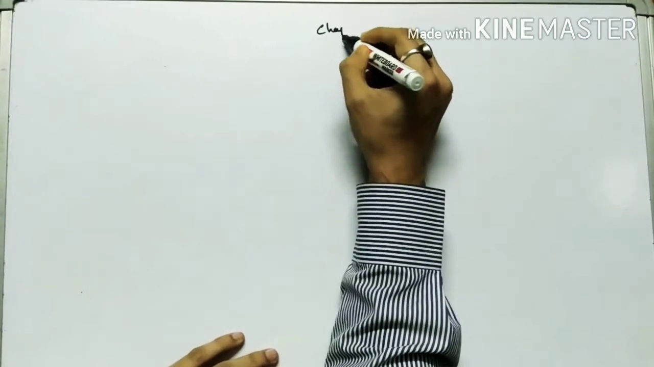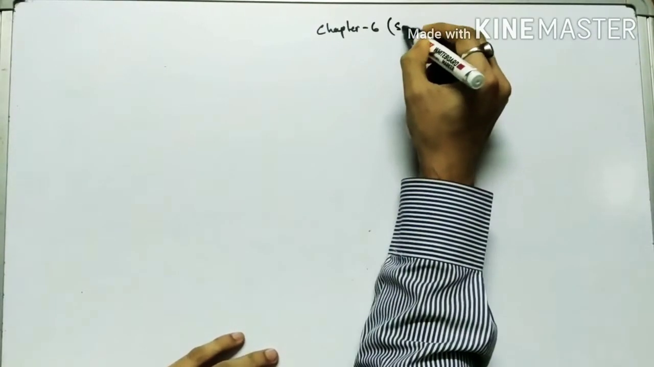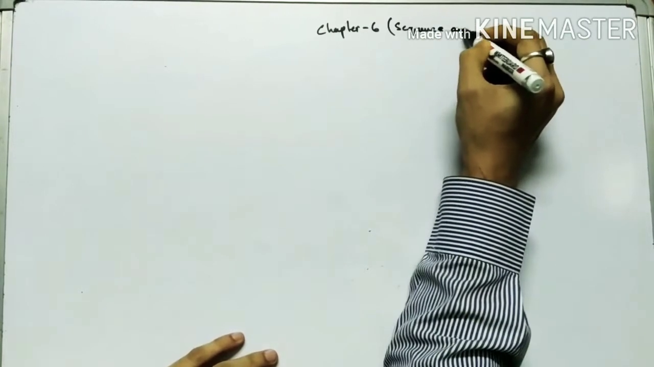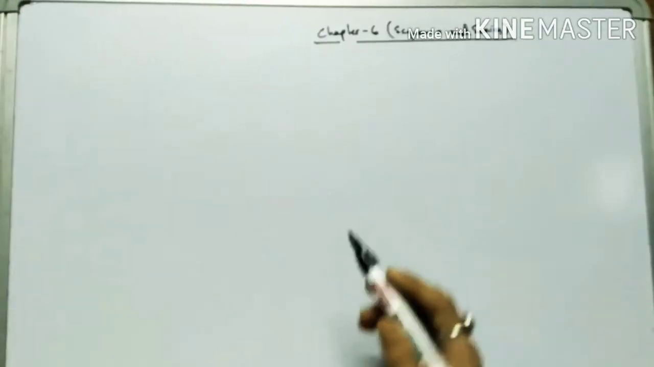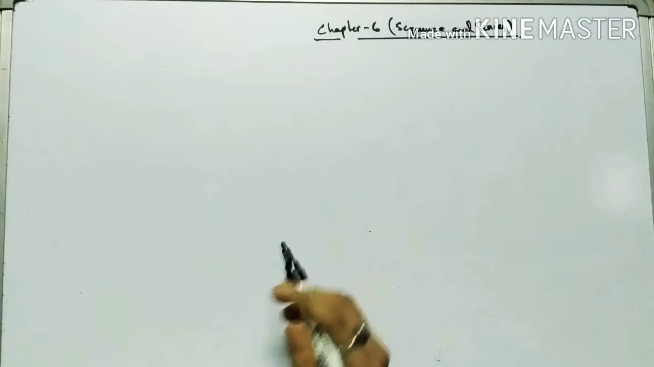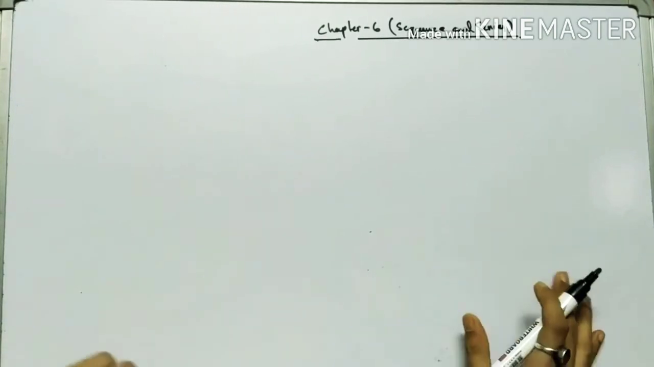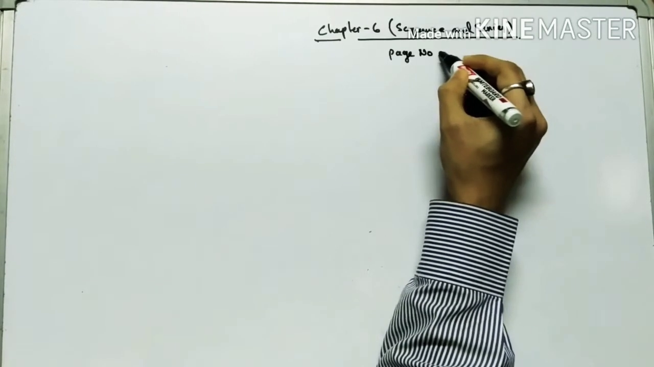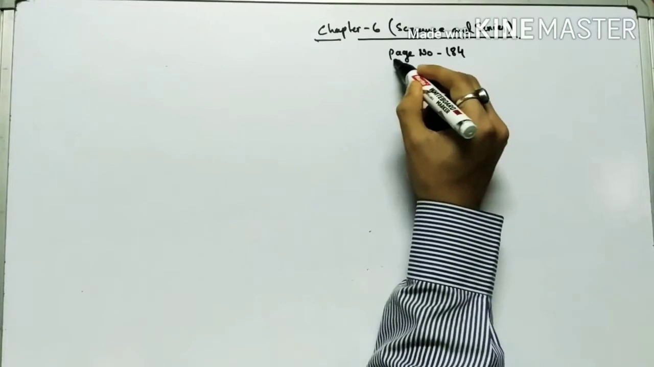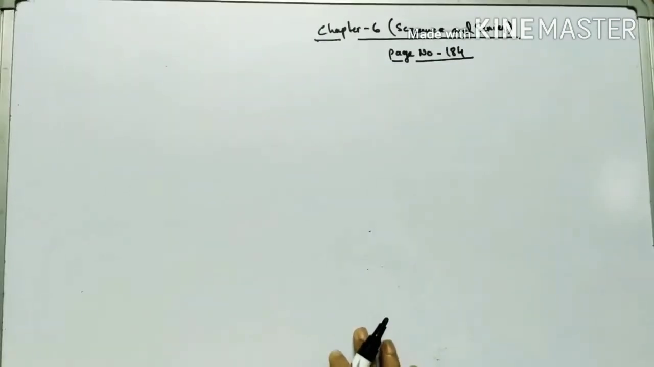This is advanced mathematics, page number 184. This is your chapter 6, sequence and series. What is a sequence and what is a series you have already learned in the previous video. So now in this video I will start from page number 184.